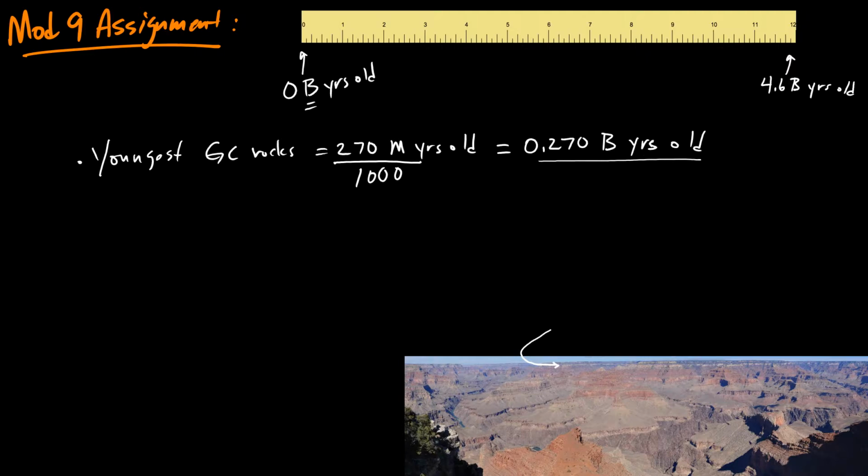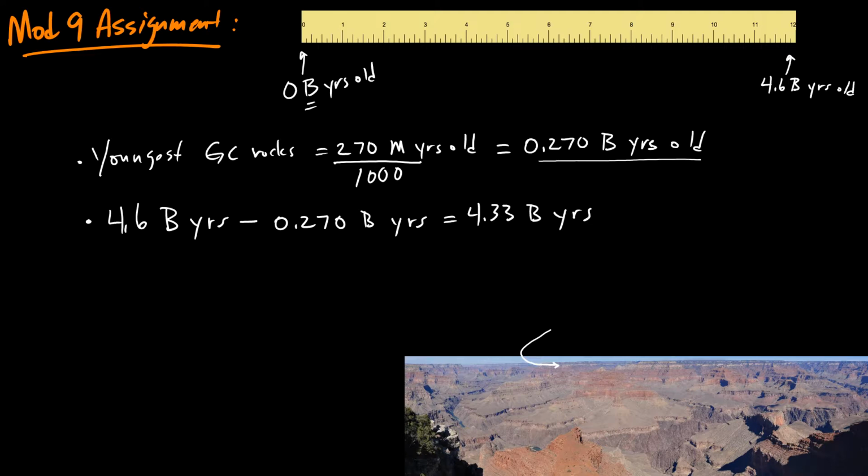We want to convert that to how many billions of years from the formation of the Earth. So to do that, we take 4.6 billion years. That's the total age of the Earth. Subtract our number, 0.270 billion years, and the result is 4.33 billion years.